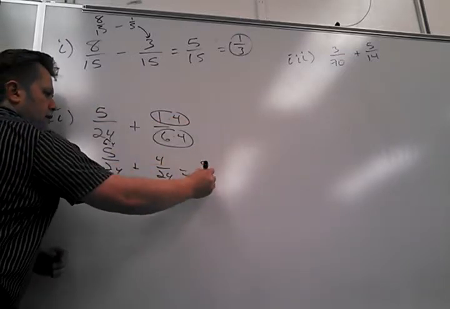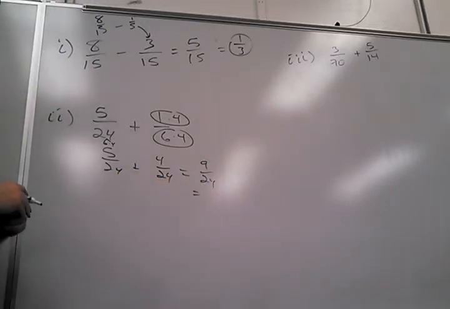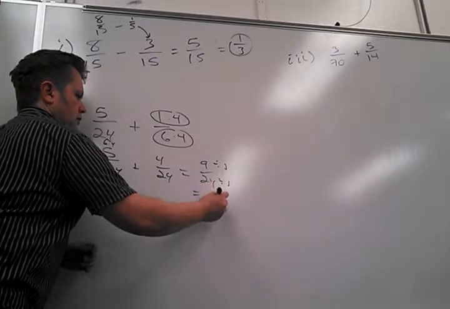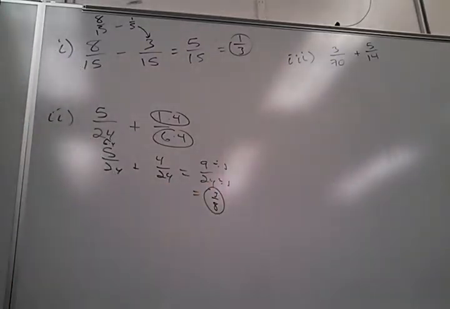9/24. Good. Divide by 3. 3/8. Exactly. You have to make it smaller. That's all we're doing. Just keep doing it. At the end of any fraction problem, you just take a step back and see if it reduces. All right, cool. What about this last one here?